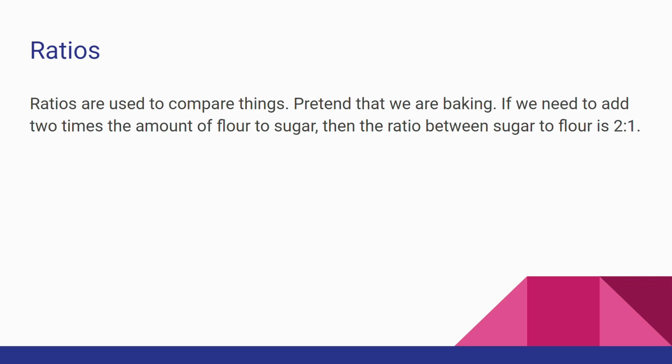So say if I were to have to put 2 globs of paint for every 6 globs of blue paint, then you would get a 2 to 6 ratio for just globs of normal paint to globs of blue paint.